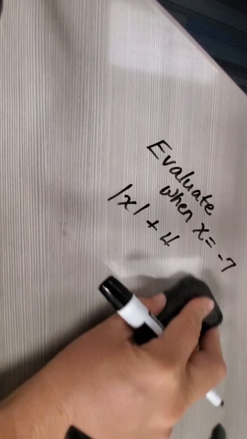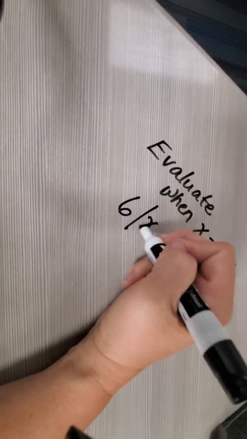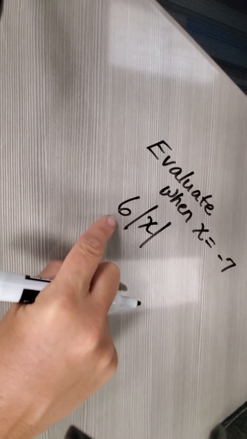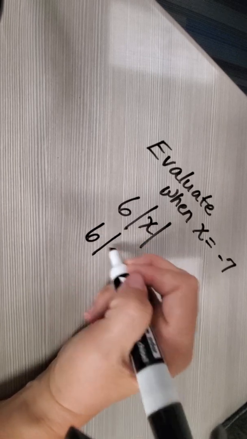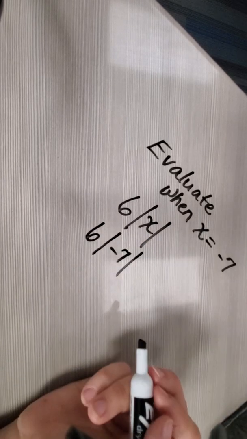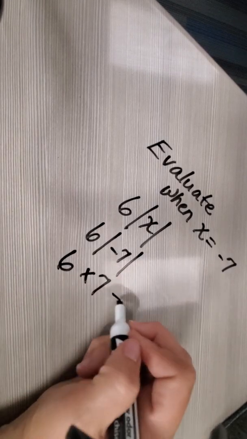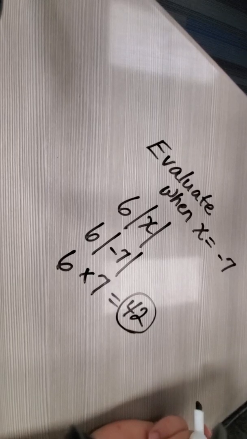All right. What if we had 6, and then right next to it, the absolute value of x? What this means is 6 times whatever the absolute value of x is. So 6 times the absolute value of negative 7. Again, the absolute value of negative 7 is a positive 7. So we're going to be doing 6 times 7, which is 42.